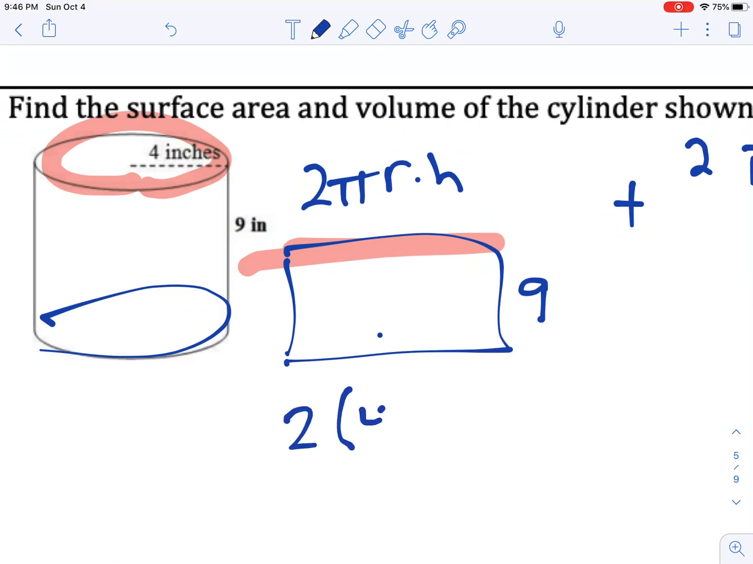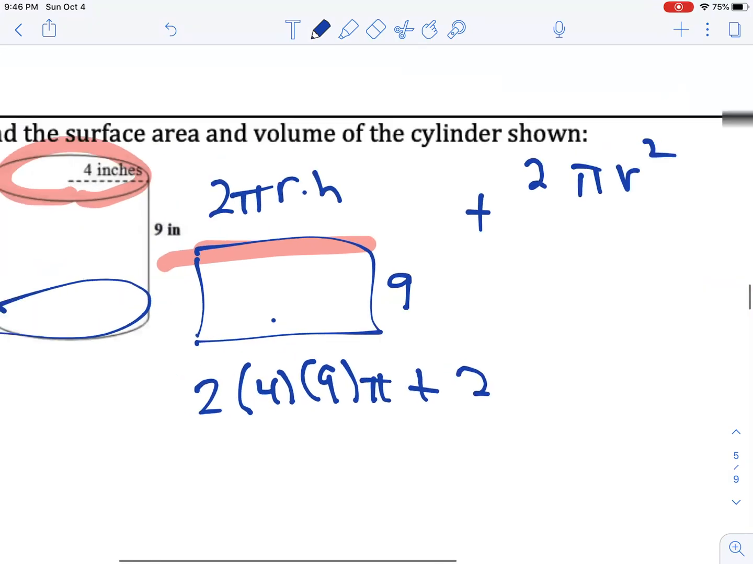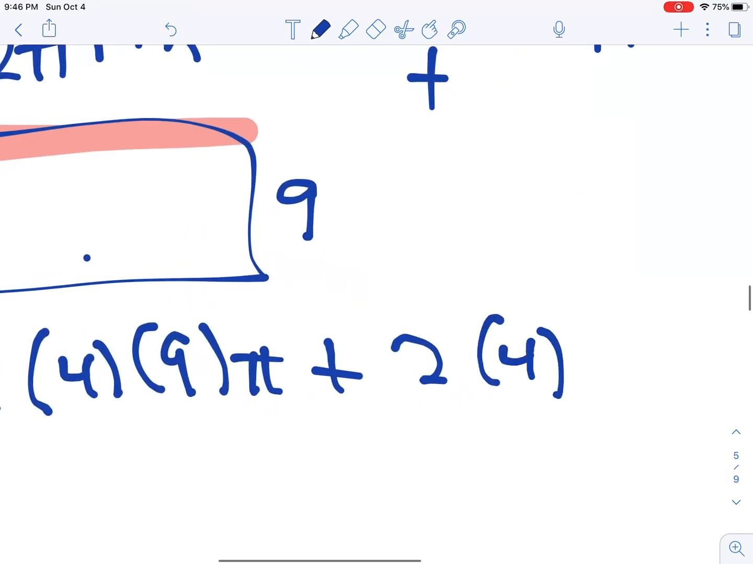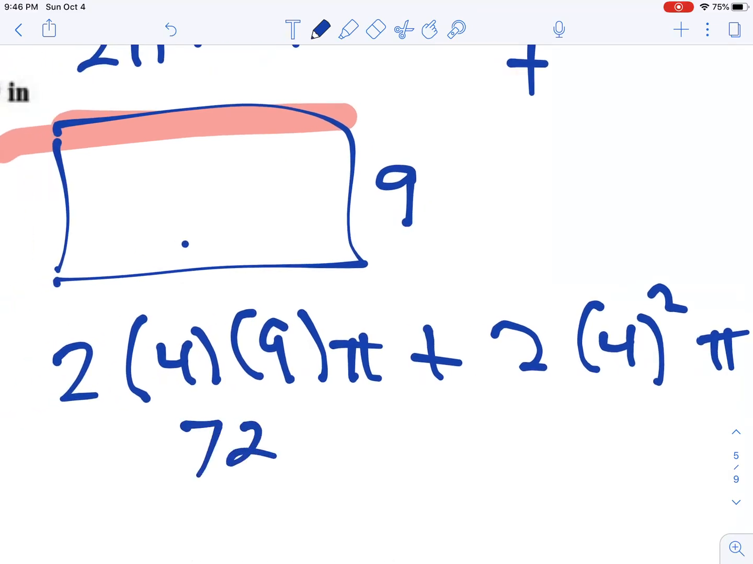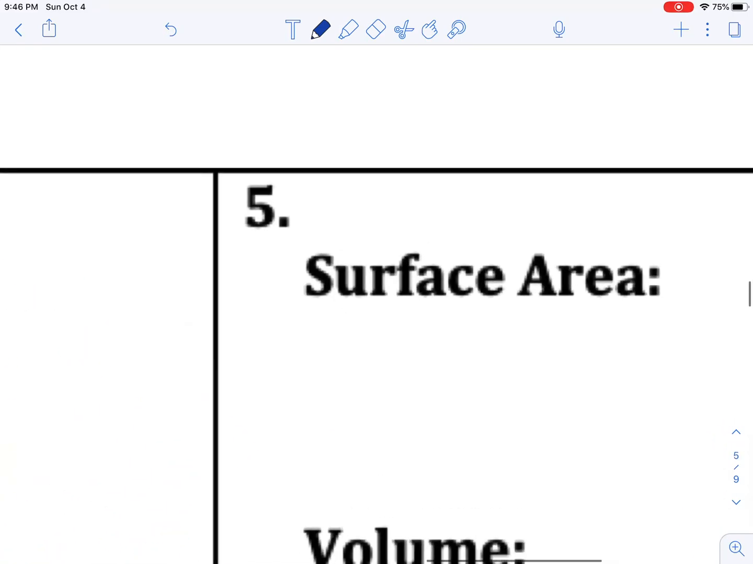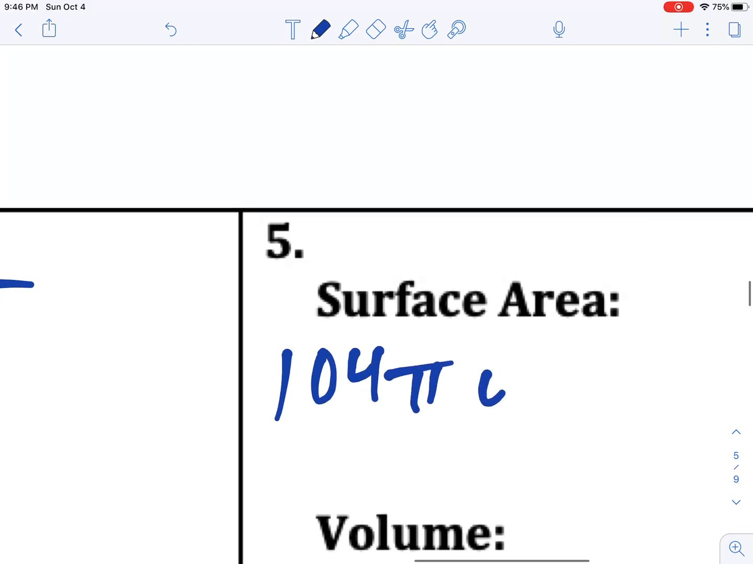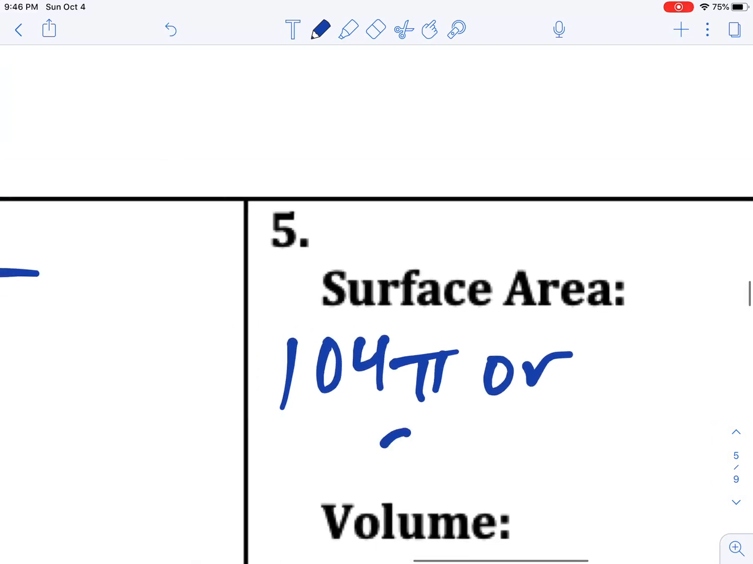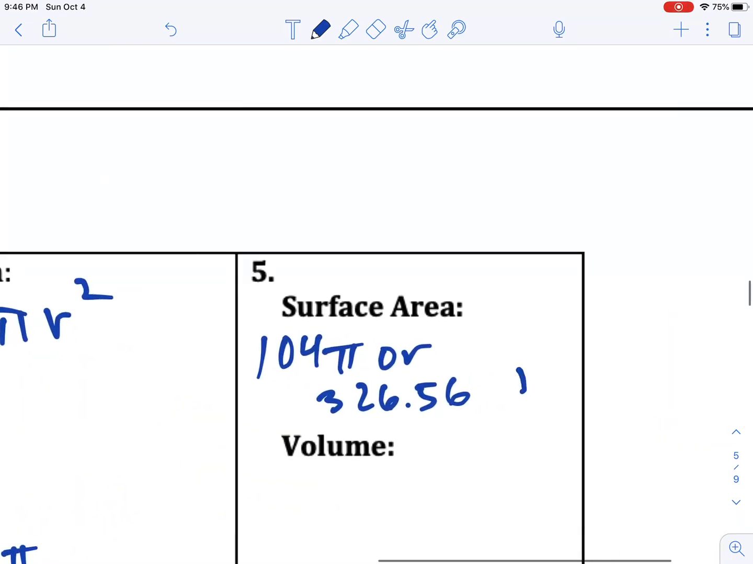So we got 2 times 4 times 9 pi plus 2 times 4 squared pi. 36 times 2 is 72 pi, plus 4 squared is 16 times 2 is 32 pi. Add those together and you get 104 pi, or 326.56, and we are in inches, so square inches.